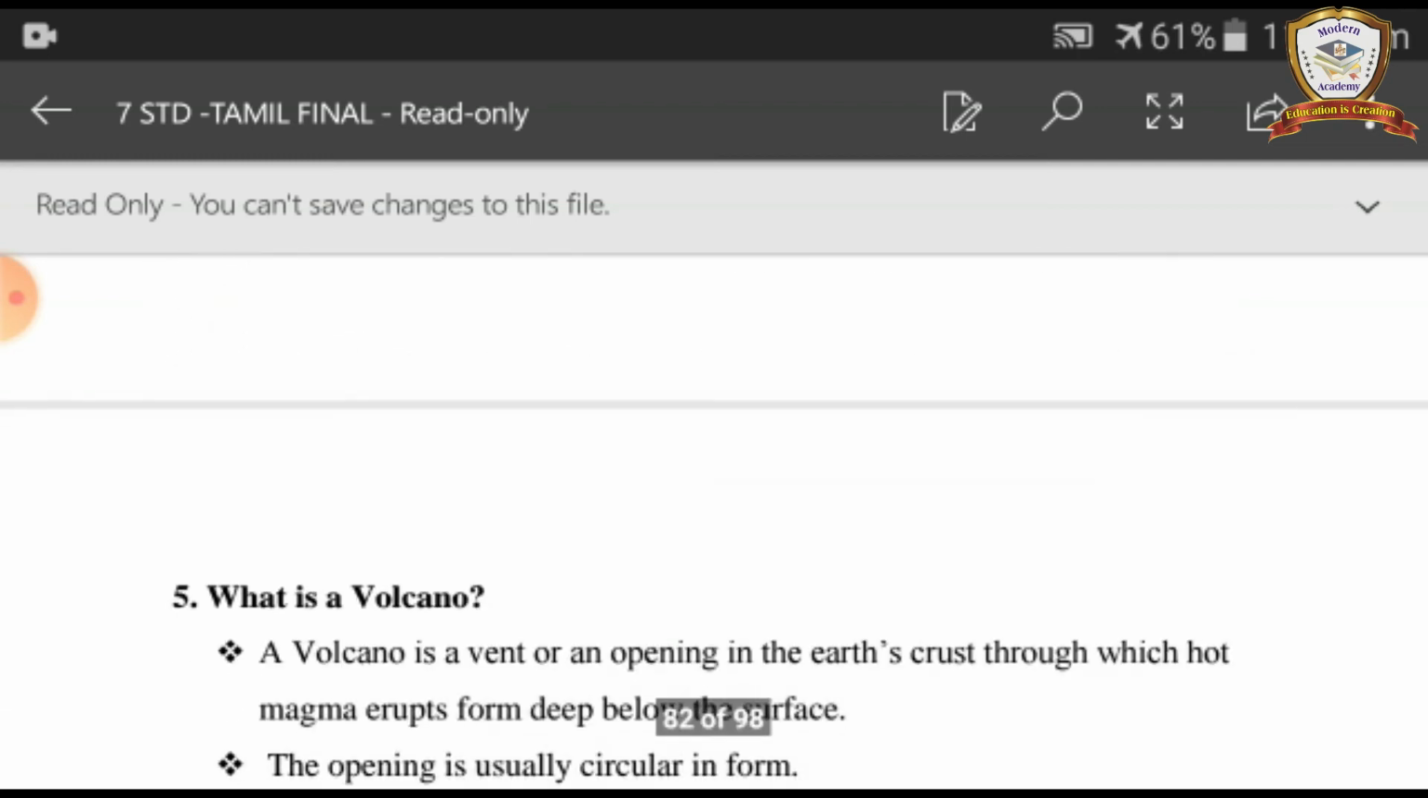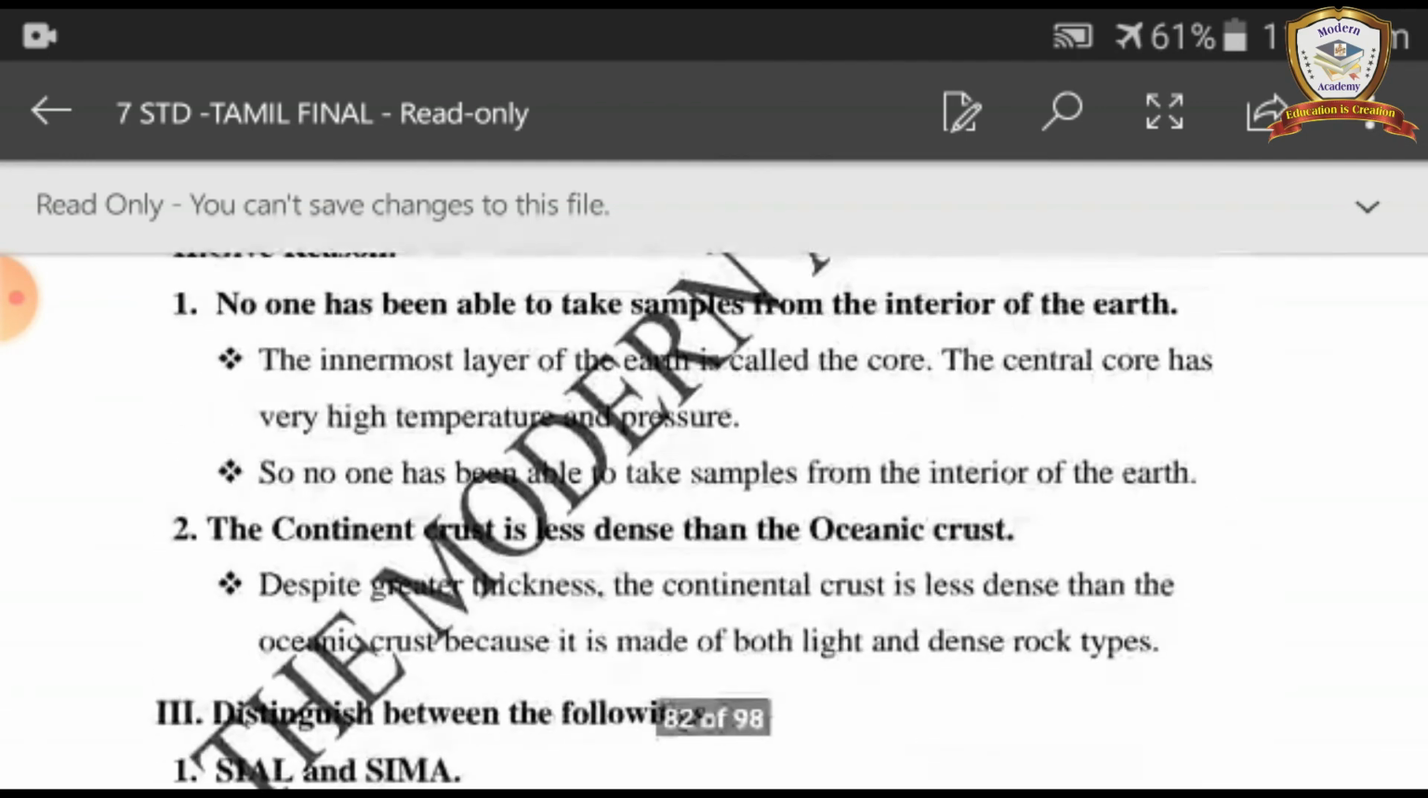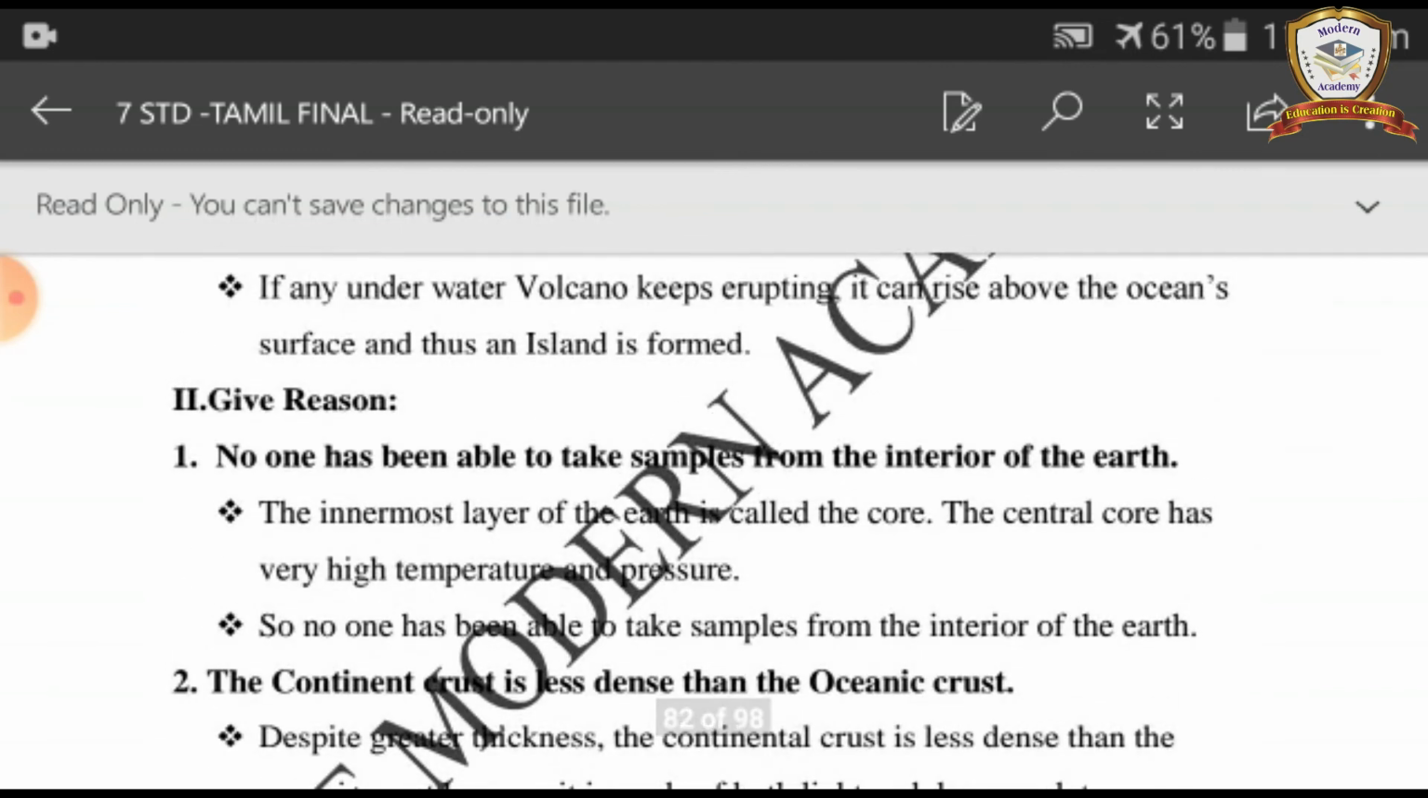Second Roman, first question: no one has been able to take samples from the interior of the earth. First point, the central core has very high temperature and pressure. Second point, so no one has been able to take samples from the interior of the earth.